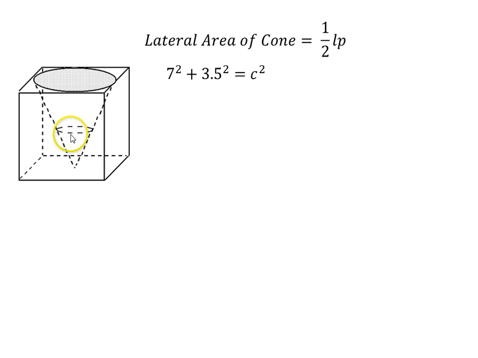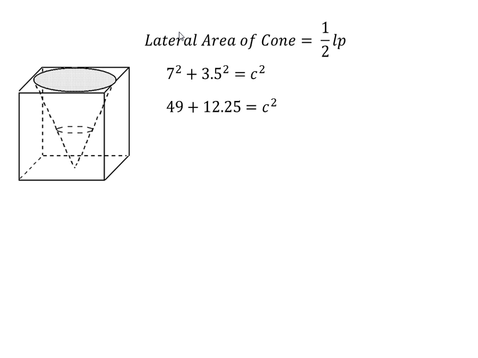And then what I'm forming right here is a right triangle, and I know two of the side lengths, 3.5 and 7, and I'm missing this value right here, which is the hypotenuse, which is c. So I'm going to use the Pythagorean theorem to find out what this slant height is, because I can't find the lateral area of the cone if I don't have the slant height. So that's what I've plugged in right here. This is what I'm going to evaluate.